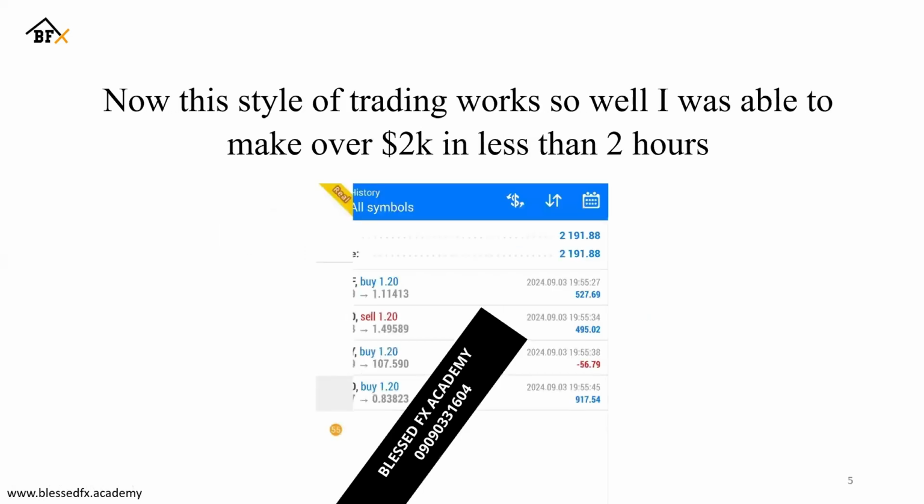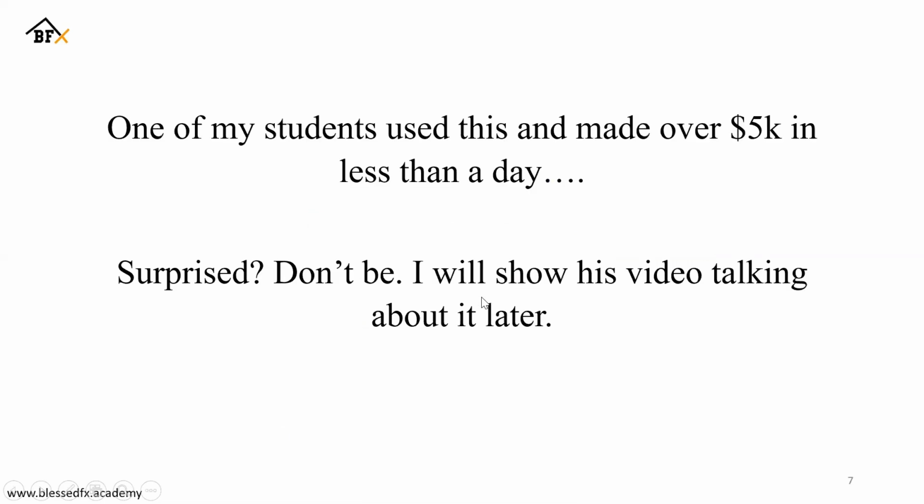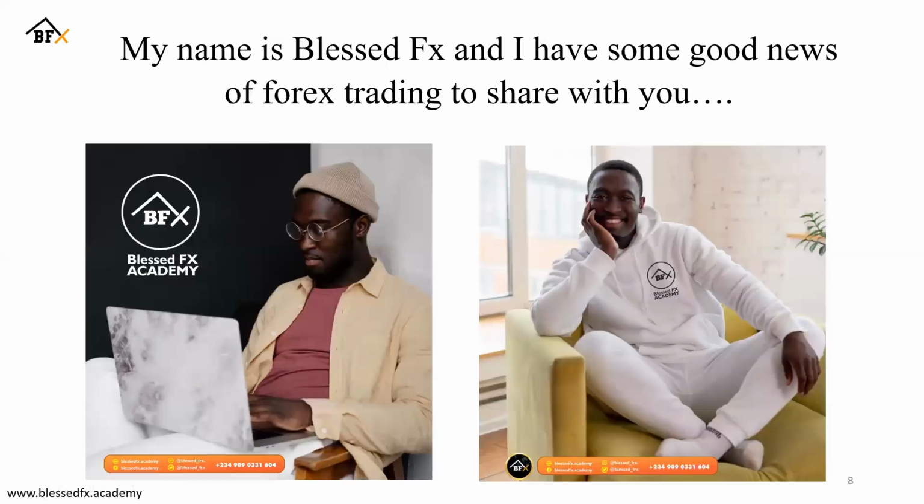Do you understand? Sometimes I even feel bad for how much we make, because when you look at these results, they are wonderful. This was how I used to make over $2K in less than 2 hours. You can see the time, you can see the trade, okay? You can see it right here. And with this style of trading, over $5K in less than a week of trading. I'm serious, you can see it right here, okay? So one of my students used this and made over $5K in less than a day. Okay, if you're surprised, please don't be. I will show you his video talking about it later on. I'm going to show his video.